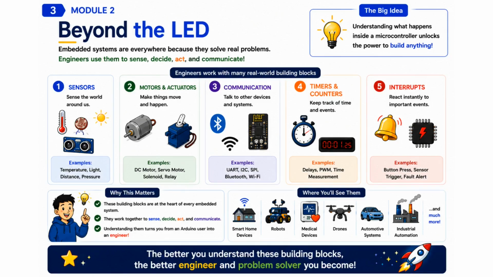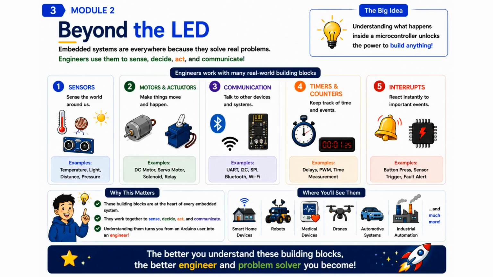The second building block is motors and actuators. These are the parts that make things move and happen. Examples include DC motors, servo motors, relays, and solenoids. The third building block is communication. Embedded systems rarely work alone. They need to exchange information with other devices using technologies such as UART, I2C, SPI, Bluetooth, and Wi-Fi.